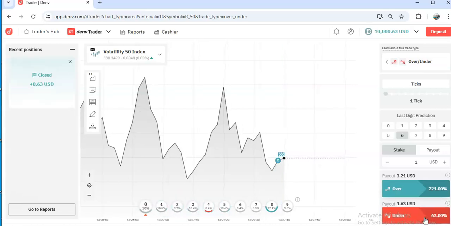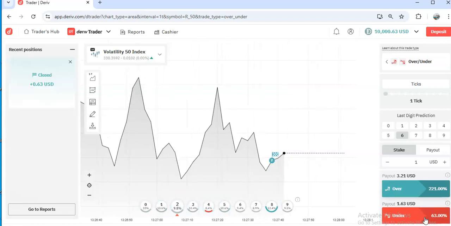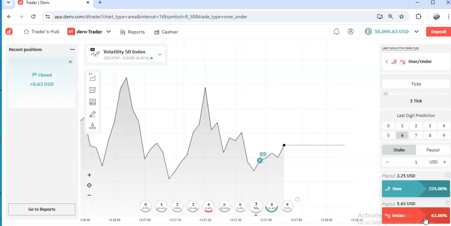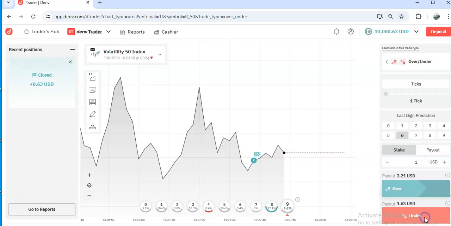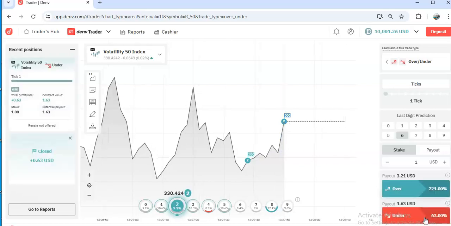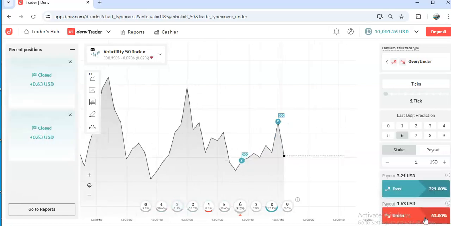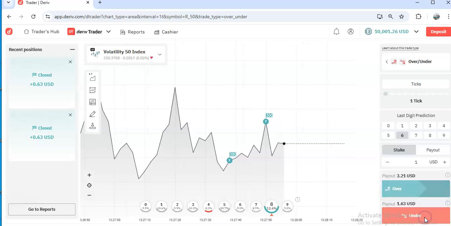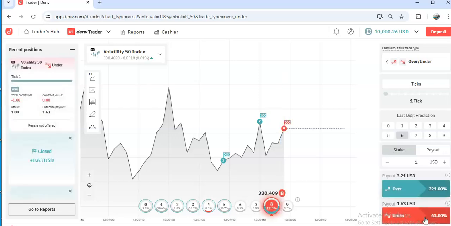That's a win. And that's why, guys, I tell you, with these strategies we have different opinions on the market, depending on what we have learned. So also that's a win. We are doing under 6. So we wait for it to touch, let's see.